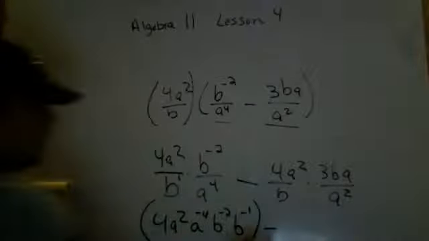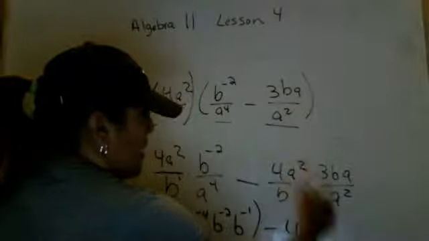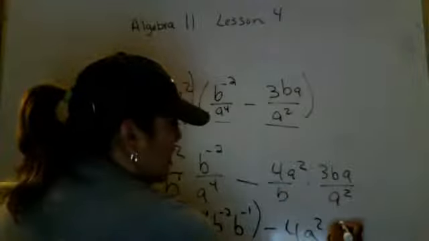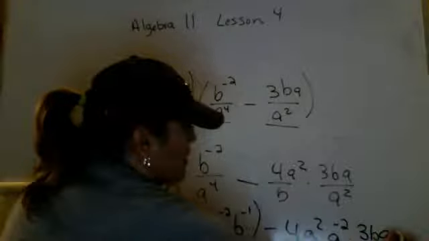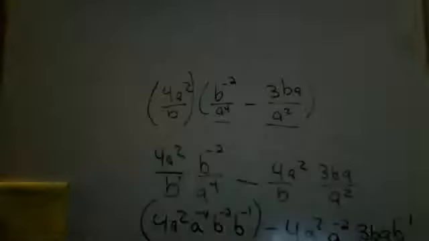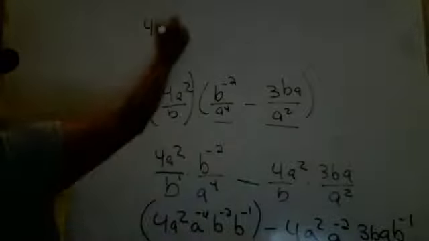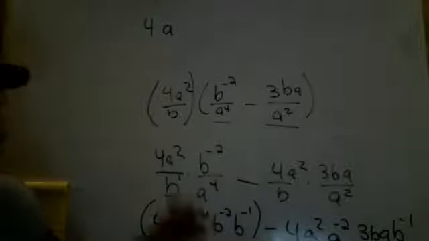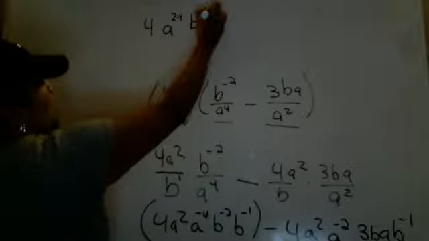Then I've got minus. This is all multiplication. I'm going to do the same thing here. 4a squared. I'm going to take this a and move it up. So a to the negative 2 times 3ba times b to the negative 1. Now that I've got that, I can come back. What's my power rule for multiplying exponents? You have to have the same base. I have a's, and you simply add their exponents. You have 2 minus 4 times b, negative 2 minus 1.